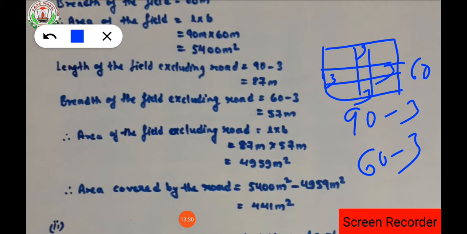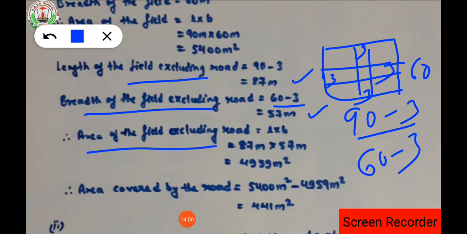Okay, so length of the field excluding road we are getting as 90 minus 3, that is 87. Breadth of the field excluding road will be 60 minus 3, that will be 57. So we are getting the length and breadth of the field excluding the road. रोड को हटा करके उस फील्ड का लेंथ और ब्रेथ, नया लेंथ और नया ब्रेथ मिल गया. Now what we have to do is we have to find the field excluding the road with the help of this new length and breadth excluding the road. We are going to find the area.